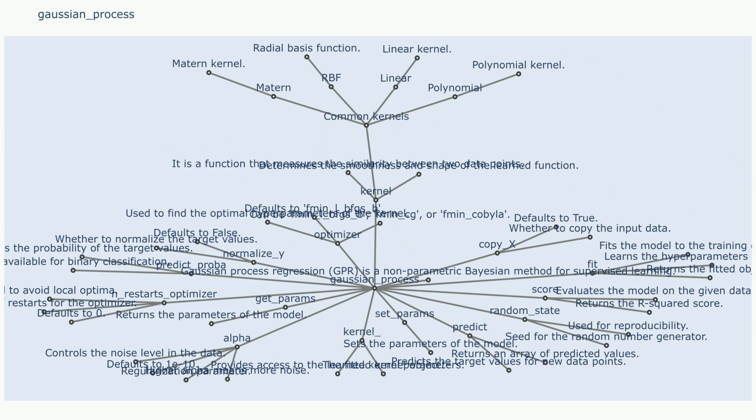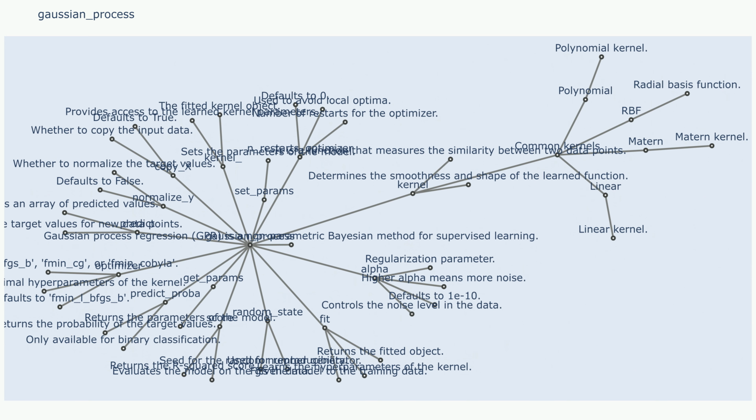N restarts optimizer indicates the number of times the optimization procedure is restarted with different initial values. Increasing this value may help find a better global optimum, but it also increases computation time. Optimizer specifies the optimization algorithm used to find the best hyperparameters of the kernel. In this case, it's using the L-BFGS-B algorithm.